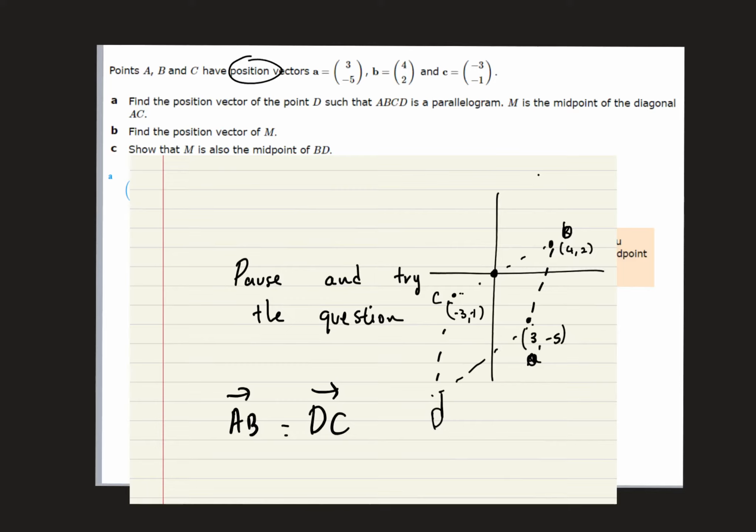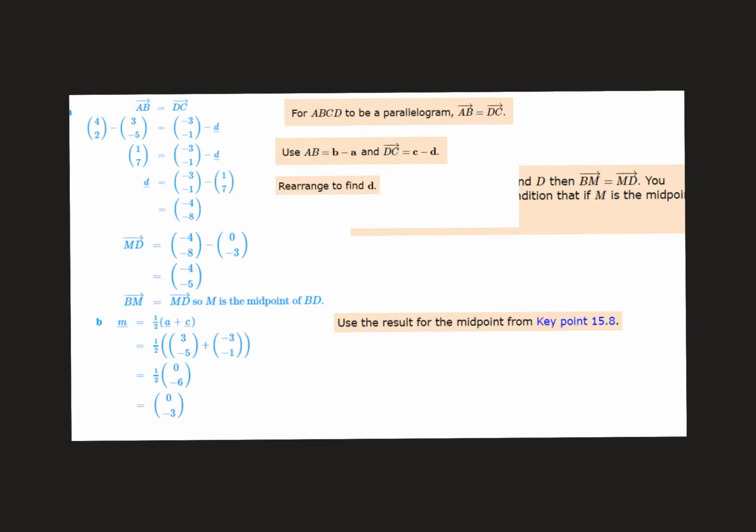Right, so I'm going to go through the answers now, so feel free to stop it and try the question or have a look at the answer. So again, they've gone here for the length of AB and DC. So MD obviously is the midpoint, is the middle, so that's why it'll be minus 4 minus 5.